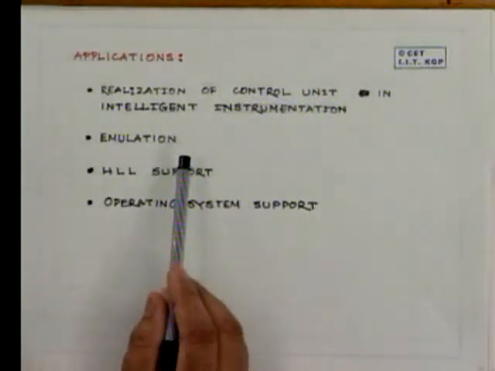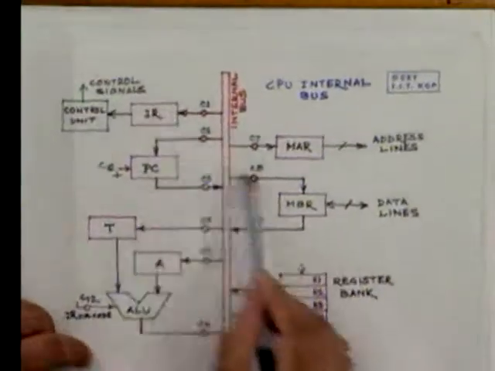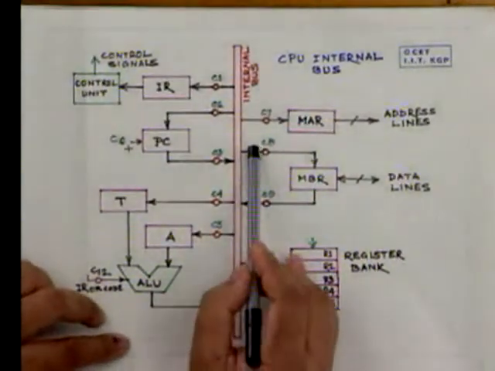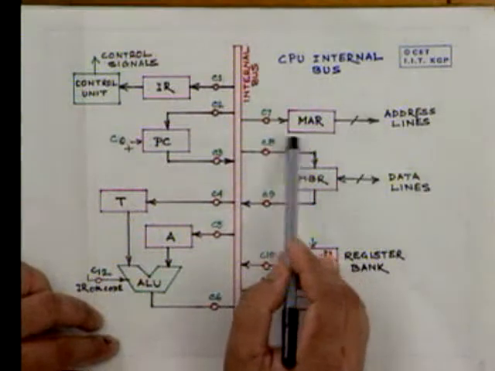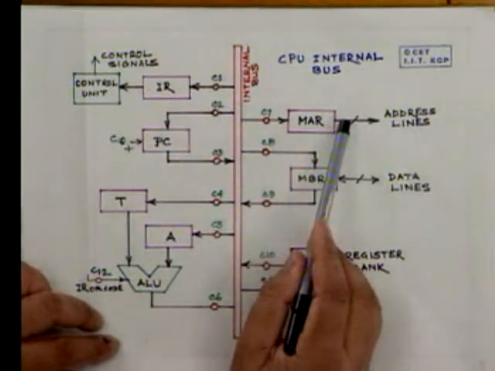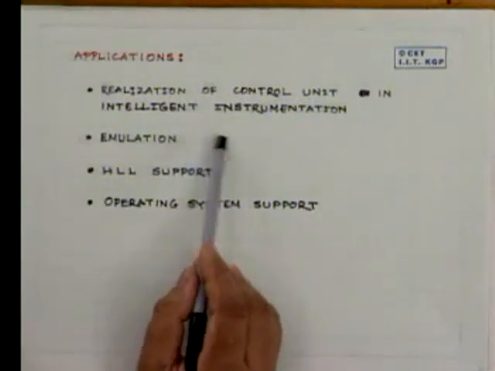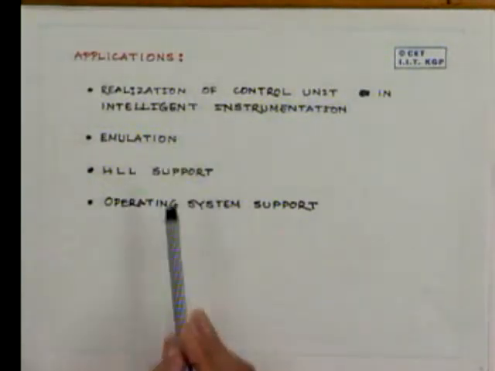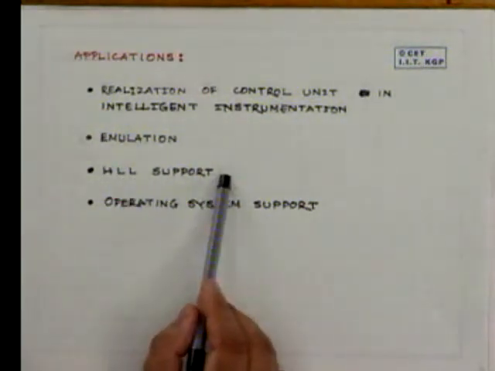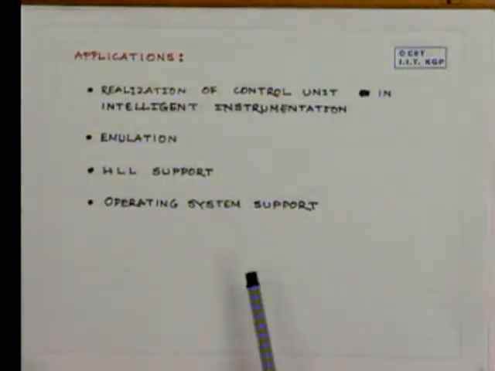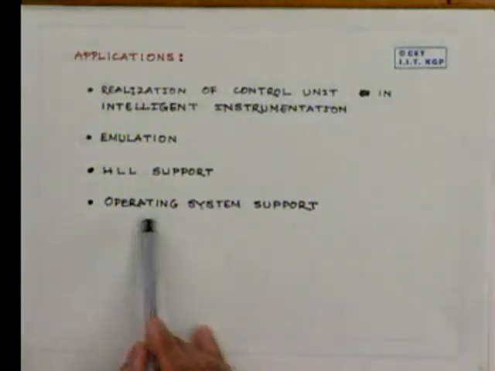Then for the case of emulation, you can use that control unit. By emulation, I mean that, for example, if you have a computer and you want this computer to simulate the behavior of another computer, you can write a microprogram that will simulate the behavior of another computer. This we call emulation. For high-level language support also this is used, as well as for operating system support. That's all so far as the microprogram control unit is concerned, and that is also all as far as control unit design is concerned. Thank you.